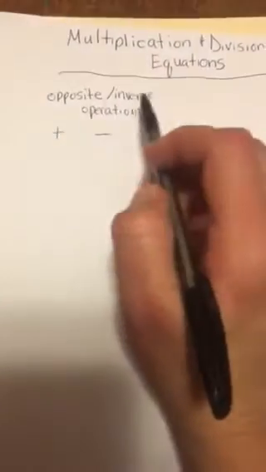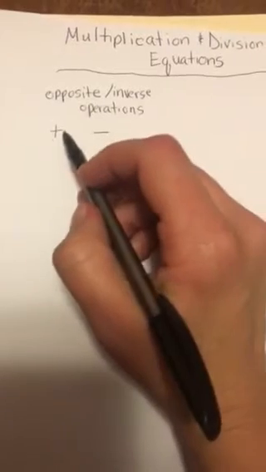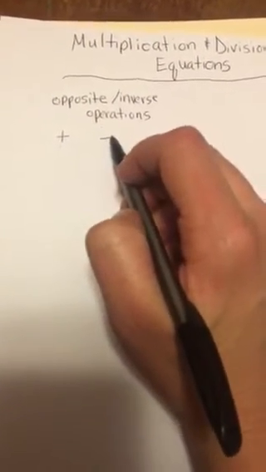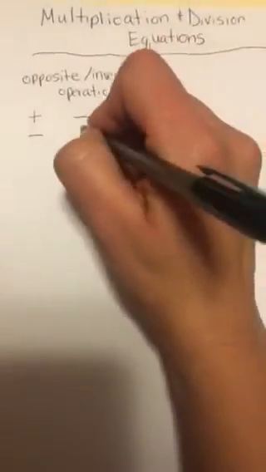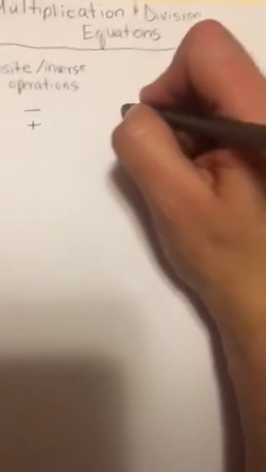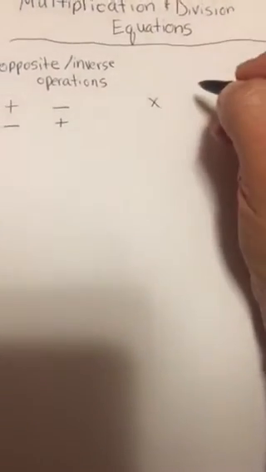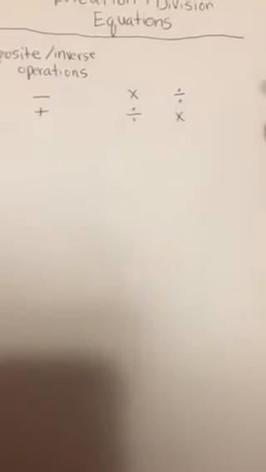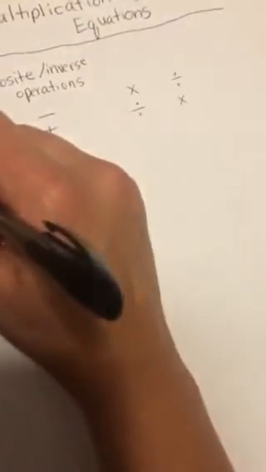So an opposite or inverse operation, an example of that would be when we add, the opposite would be to subtract. When we subtract, we add. So now we're going to get into when there's multiplication, we're going to perform the inverse operation, which is divide. Or if there's division, then we are going to multiply. Okay, I'll give you examples of these.